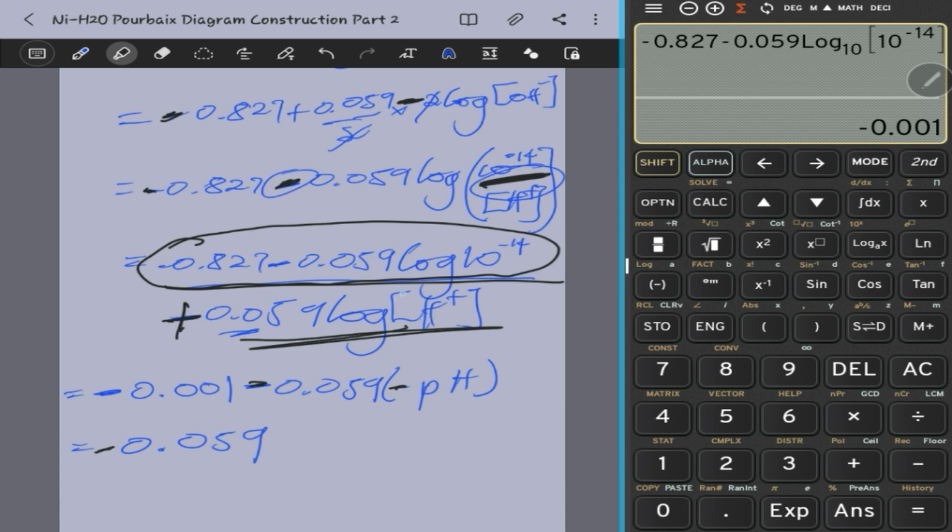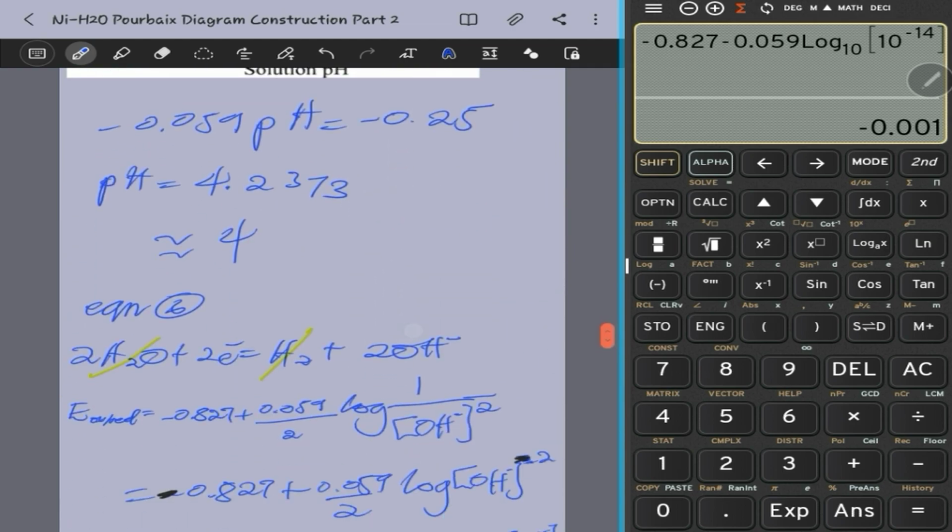And then when we change all of this here, because we know the relationship between log concentration of H plus and pH, here is already a plus. And this one comes with its own negative, so we end up getting a minus here. So in the end, we get minus 0.059 pH. It looks like equation 5, but here's the difference.